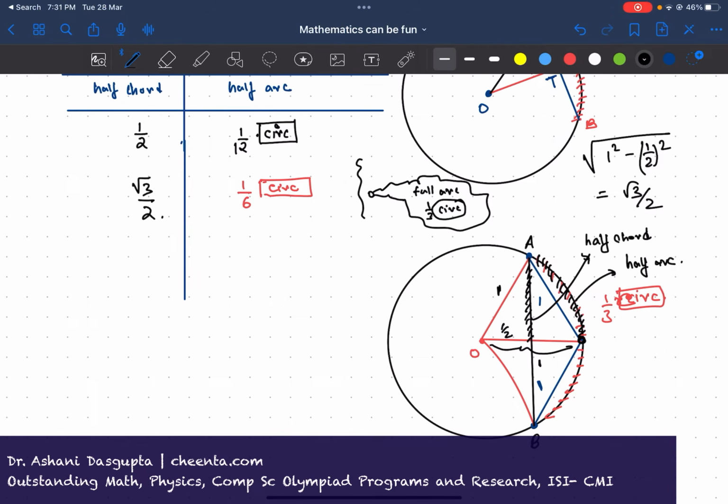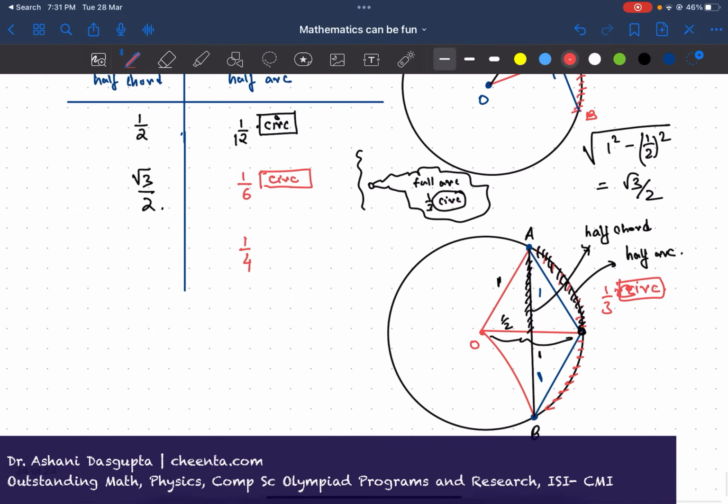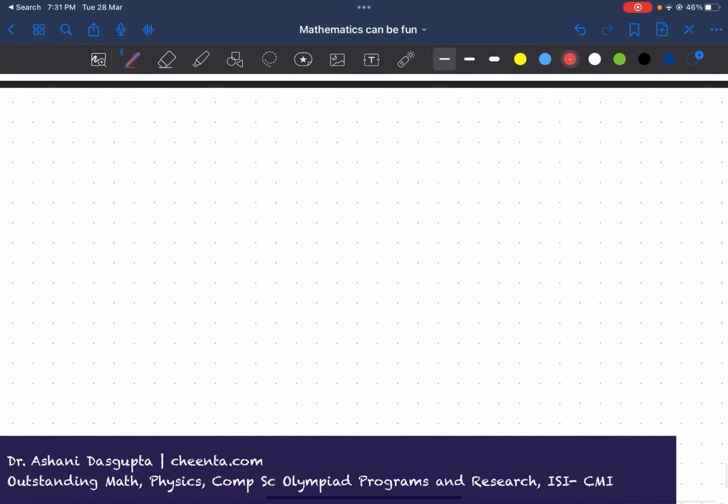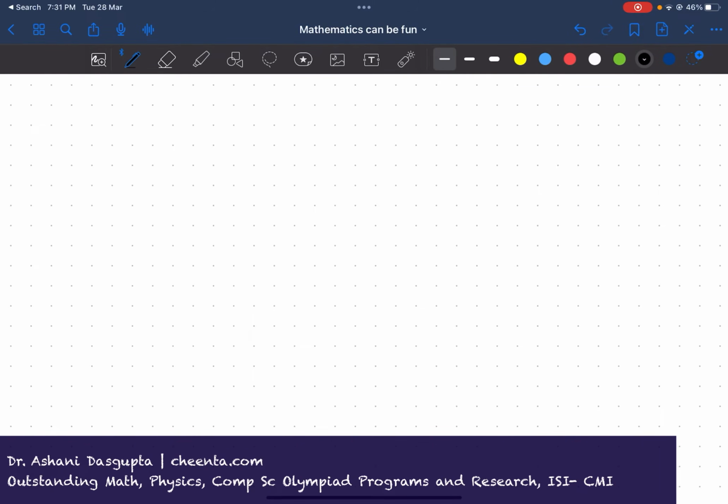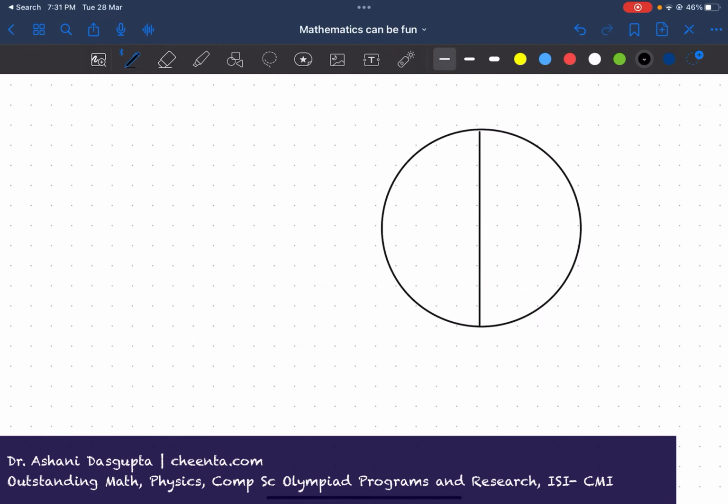What if the half arc is 1/4 of the circumference? So let's draw the circle again. Let's cut it into 4 parts.